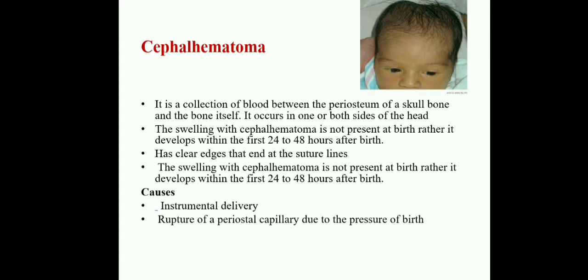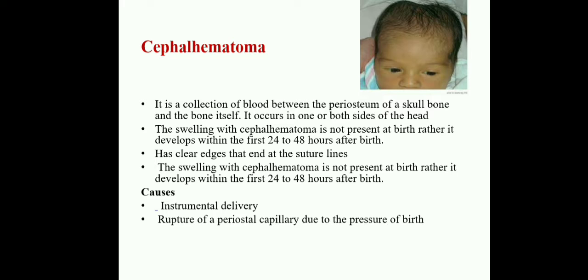And the next one is cephalohematoma. What is cephalohematoma? It is a collection of blood between the periosteum of the skull bones and the bone itself. It occurs on one or both sides of the head. Look at that picture, here both sides are involved. What is the main clinical feature of cephalohematoma? It won't cross the suture lines, but caput succedaneum may cross the suture lines.